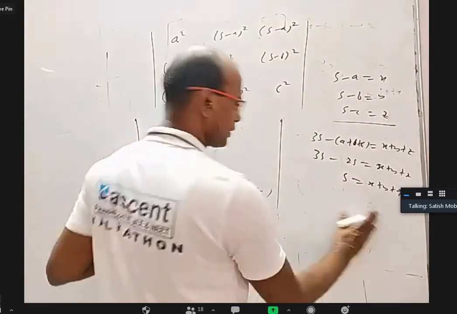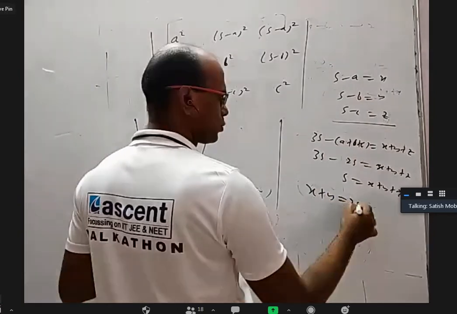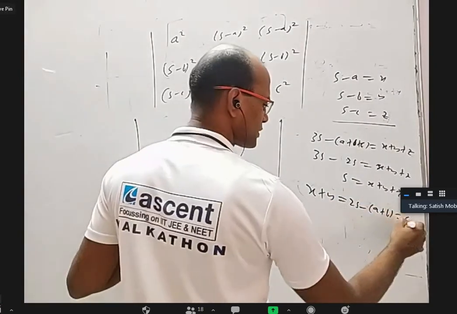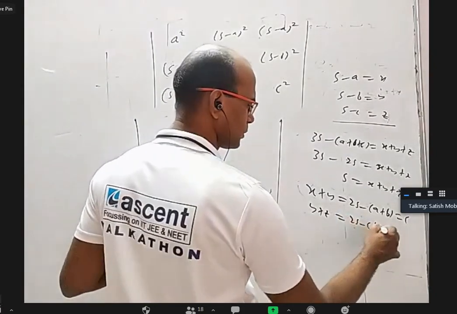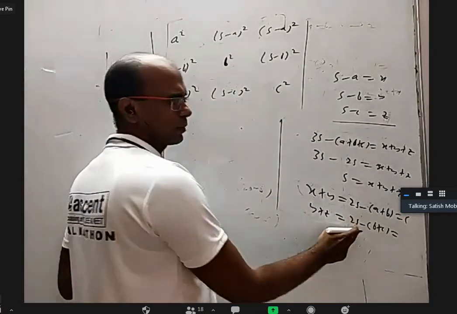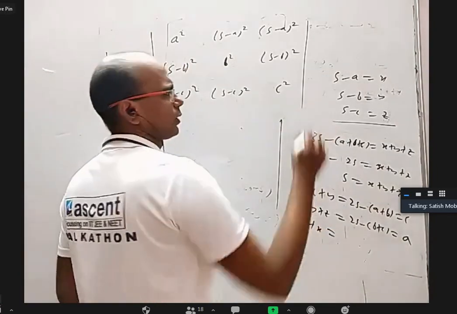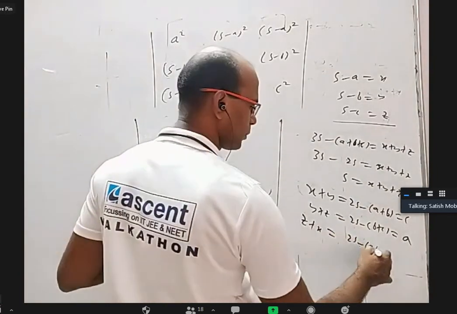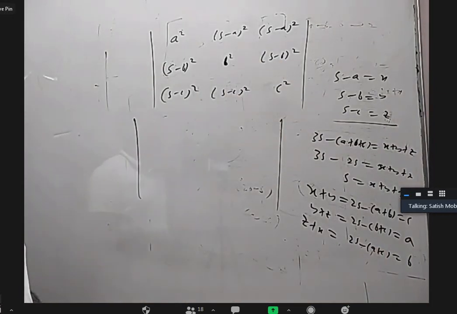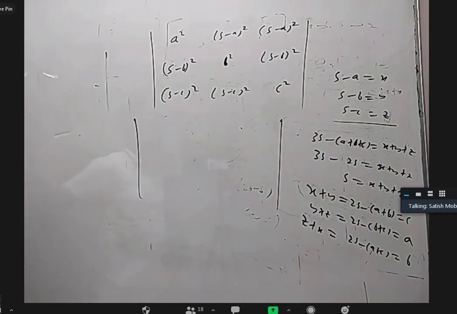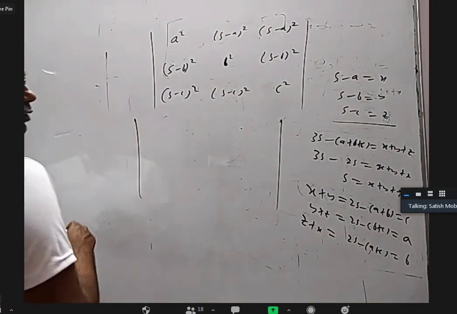One more thing. If I add X plus Y, I will get 2S minus (A plus B), which is C. If I add Y plus Z, it is 2S minus (B plus C), because 2S is A plus B plus C. If you remove this, we'll get A. If I take Z plus X, I will get 2S minus (A plus C), which is B. If possible, I can write everything in terms of X, Y, Z. Then I need to get X, Y, Z into X plus Y plus Z whole cube as the answer. Let me see if that will work out.